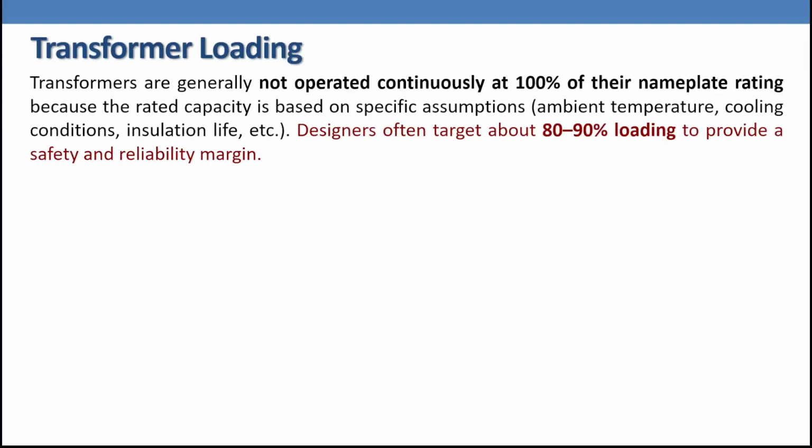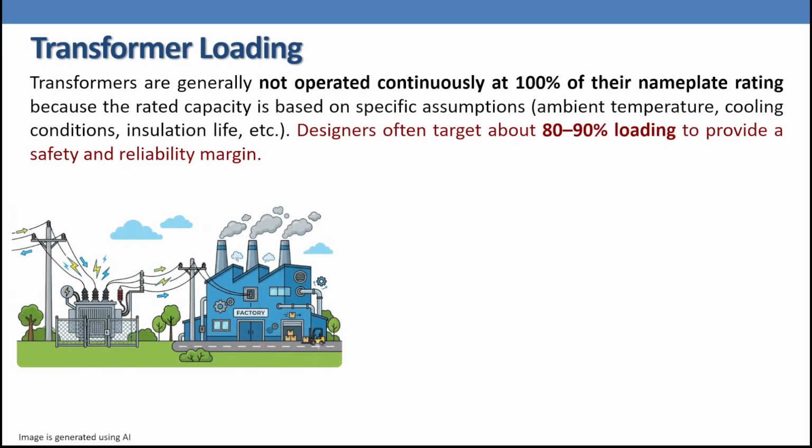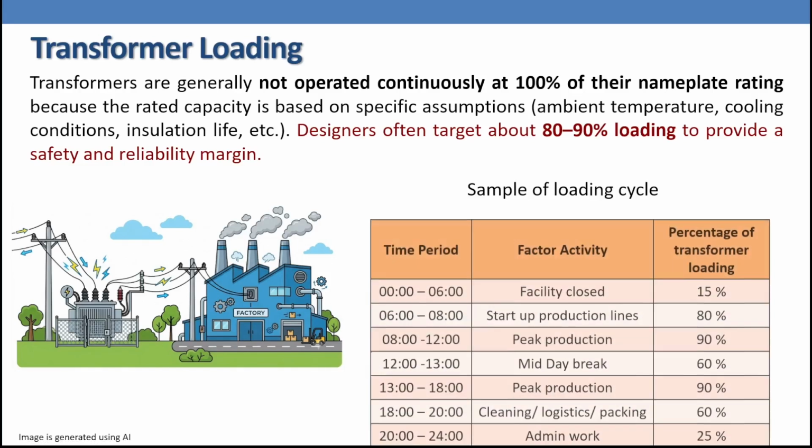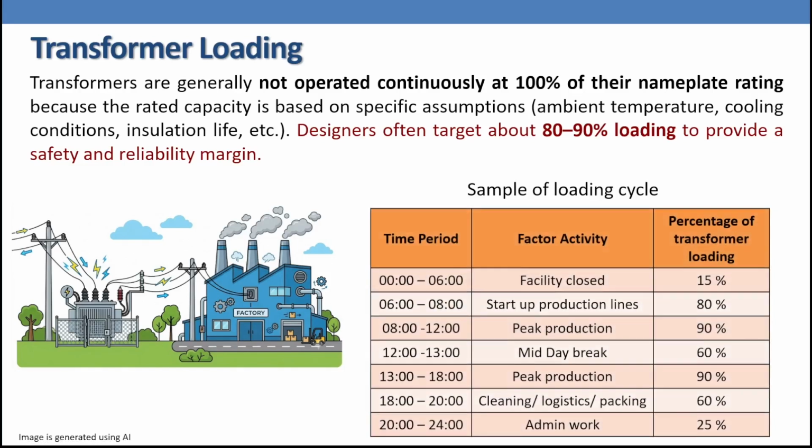To illustrate this, consider the example shown in the figure, where a transformer supplies power to a factory. The table here presents a typical daily loading profile. As we can see, the transformer does not operate at a constant load for 24 hours. Instead, its loading changes from 15% to 90% throughout the day, depending on the factory's power demand. For example, at 8 a.m. to 12 p.m., we have a peak production with 90% loading of the transformer. At 6 p.m. to 8 p.m., we have cleaning, logistics, and so on, with 60% loading conditions. So, this means the transformer efficiency also varies with the loading conditions.